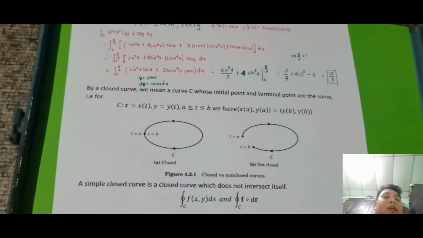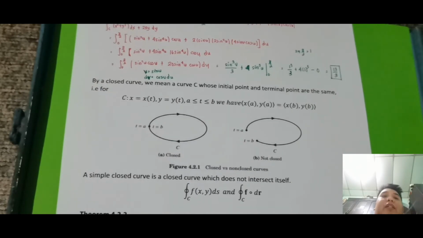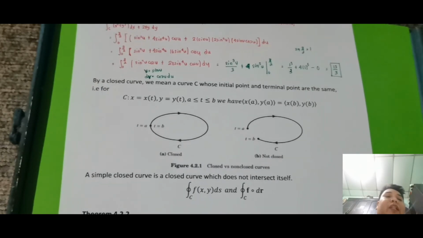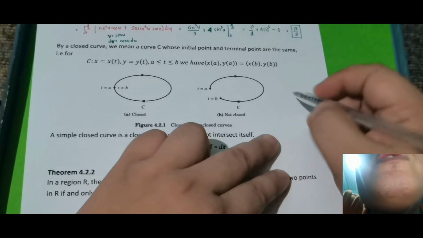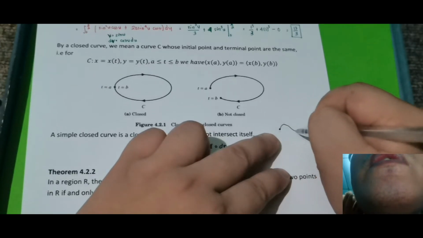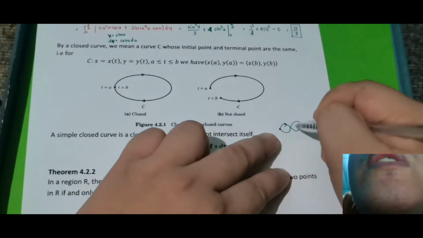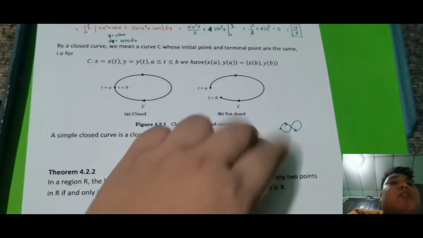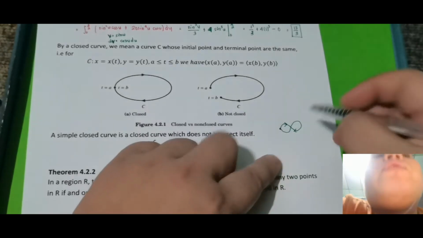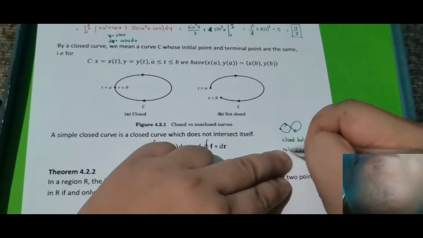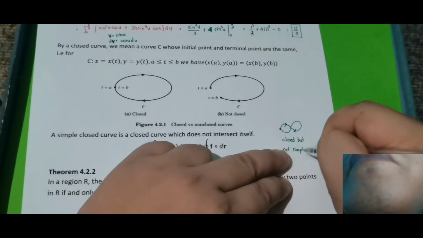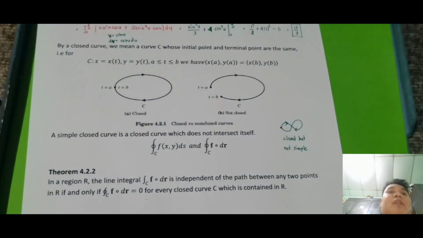Now, meron pa tayong tinatawag na isa pang klase. So, a simple closed curve is a closed curve which does not intersect itself. So, ano naman ibig sabihin nitong simple closed curve? Ito ay simple closed curve actually. So, hindi niya in-intersect yung sarili niya. Ano yung masasabi kong closed pero not simple? Yung closed, not simple is something na nag-start dito. Ganyan. So, assuming nag-arrow dito, tapos nag-arrow dyan, bumalik. So, ito ay closed curve but not simple. Again, closed but not simple. Why? Kasi nagkaroon ng intersection sa sarili niya. Okay, so yun ang idea.